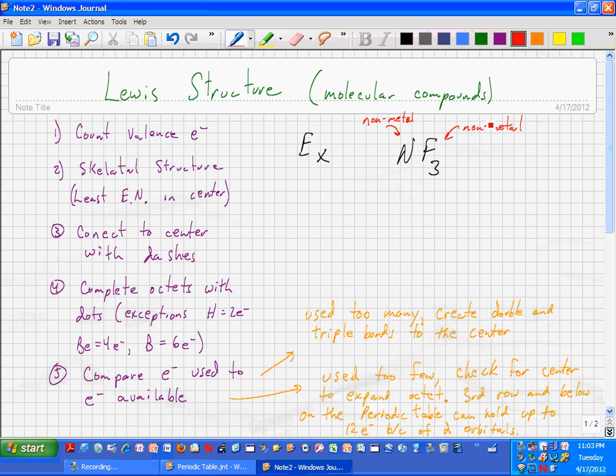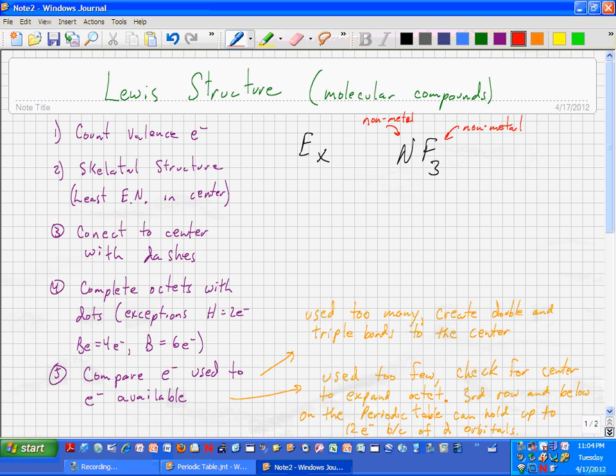Let's go ahead and review the rules that I set out. First thing we would do is count the valence electrons available, and then we would draw a skeletal structure with the least electronegative atom in the center. That least electronegative atom is usually the singlet, the things that we have one of. Not always, but usually. You should still check for electronegativity. Or it's usually the one that's listed first. So you've got three clues, but always defer to the electronegativity as a clincher.